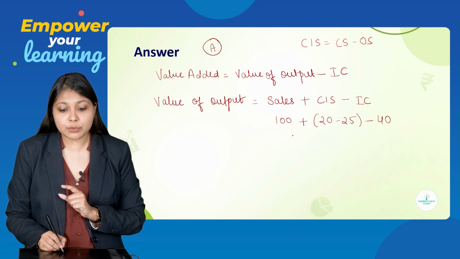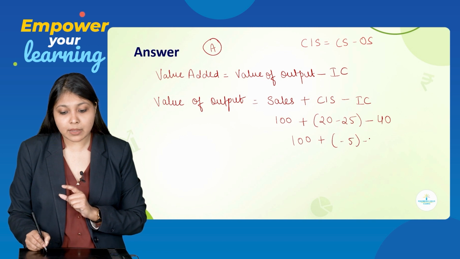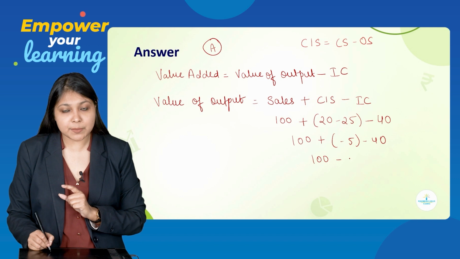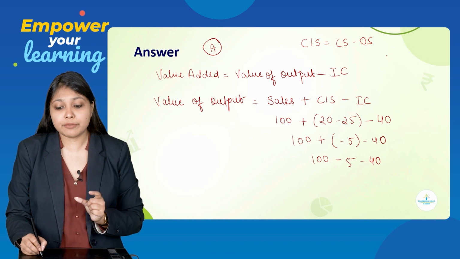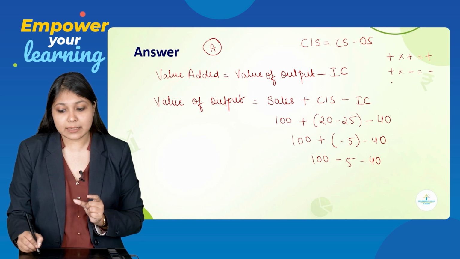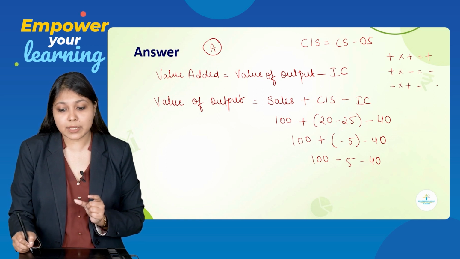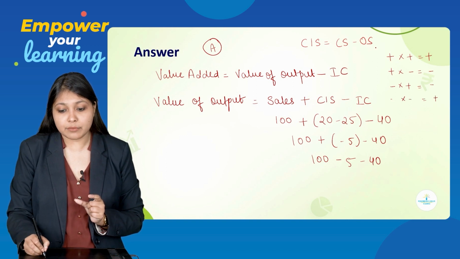Now what you have to do is just solve this much: 100 plus, minus becomes minus 5, minus 40. You all know, I guess, that when you multiply plus into plus, you get plus. Plus into minus, you get minus. Minus into plus, you get minus. And minus into minus, you get plus. Very, very extremely important.